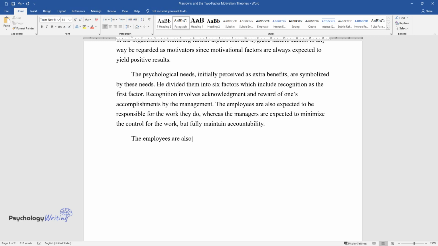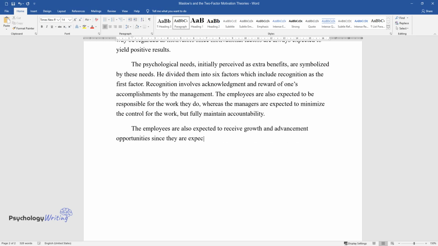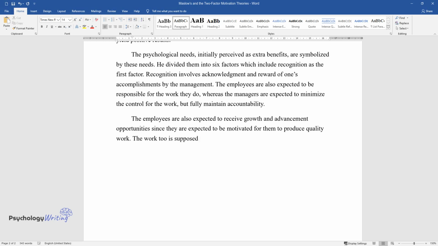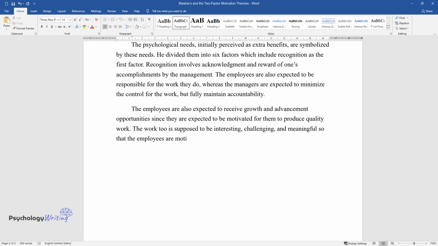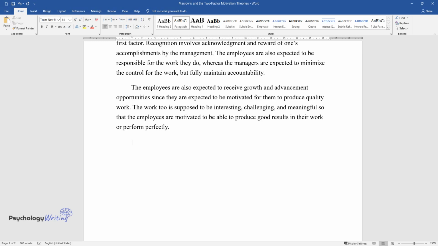The employees are also expected to receive growth and advancement opportunities, since they are expected to be motivated for them to produce quality work. The work too is supposed to be interesting, challenging, and meaningful, so that the employees are motivated to be able to produce good results in their work or perform perfectly.